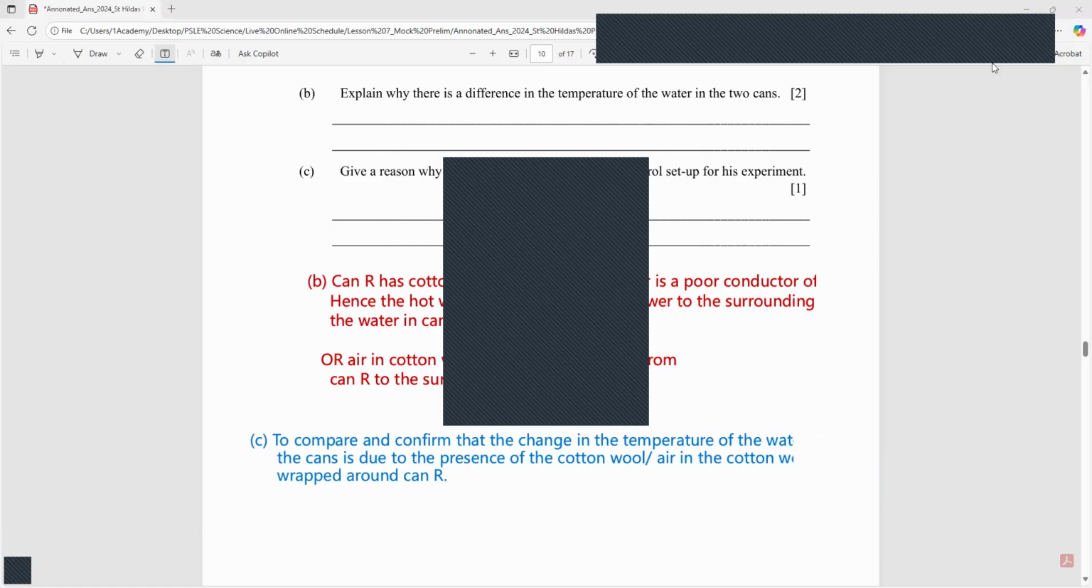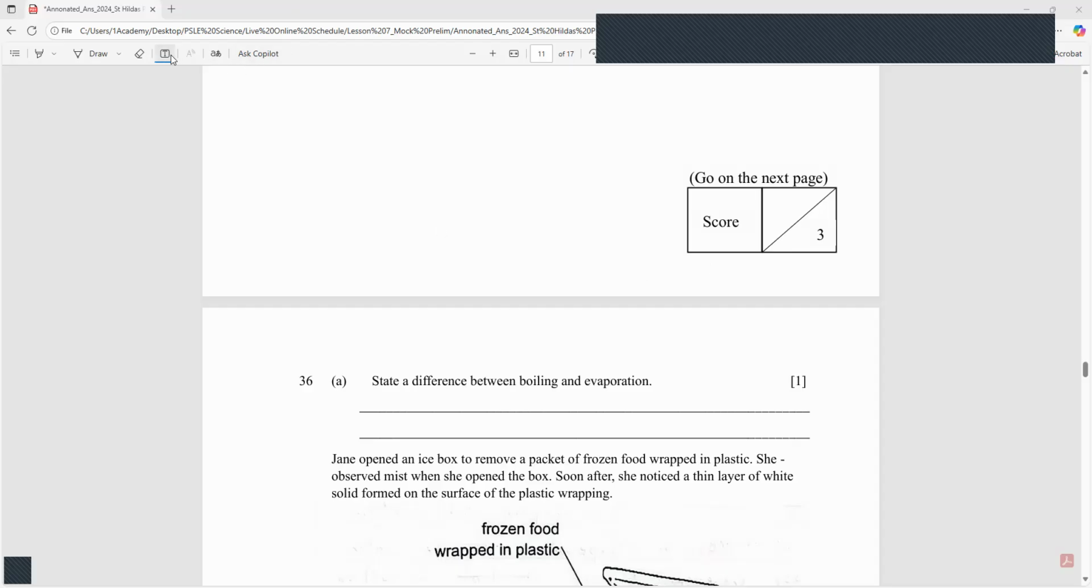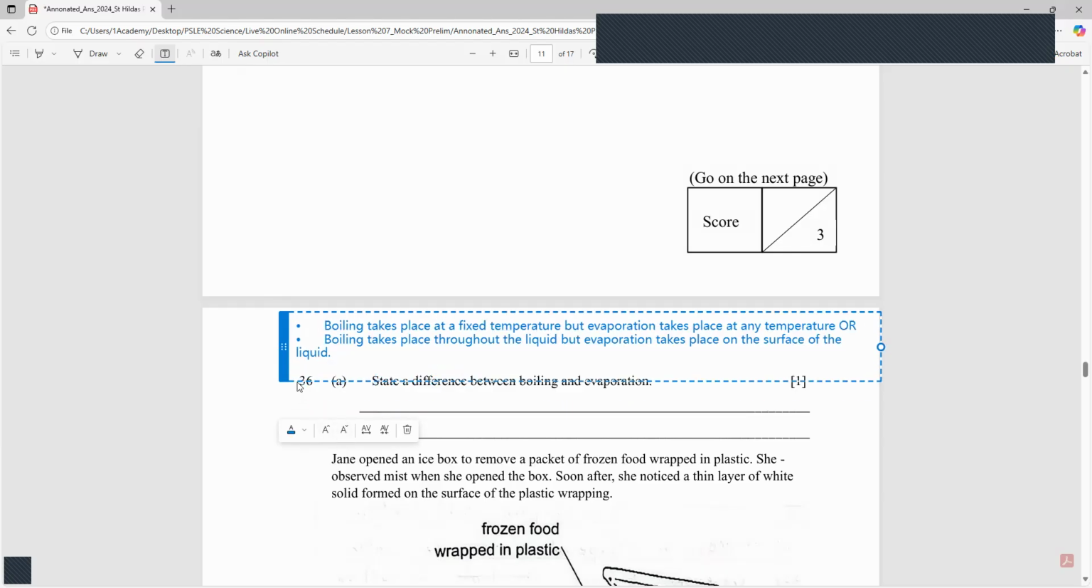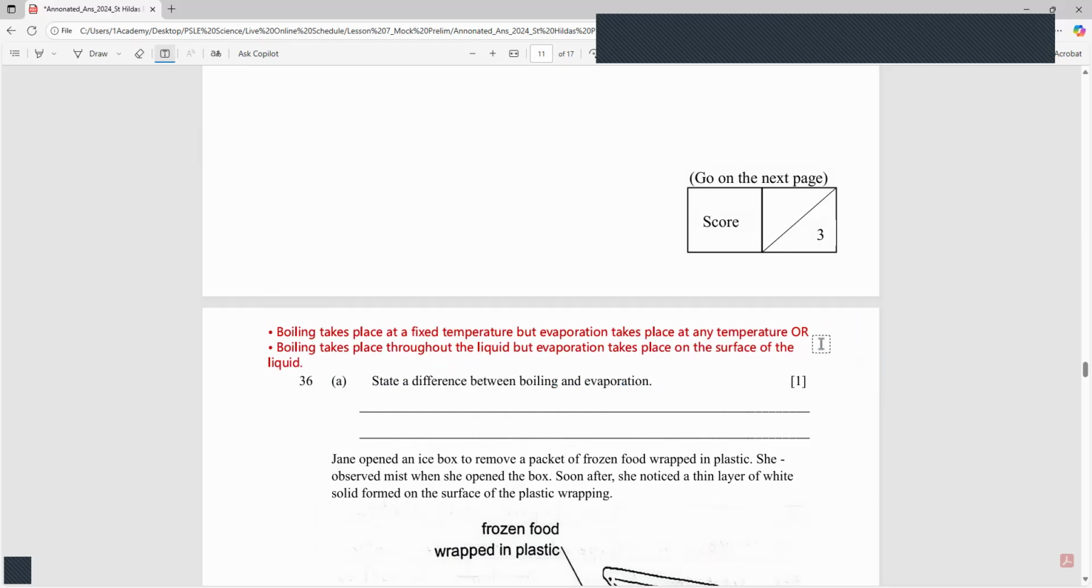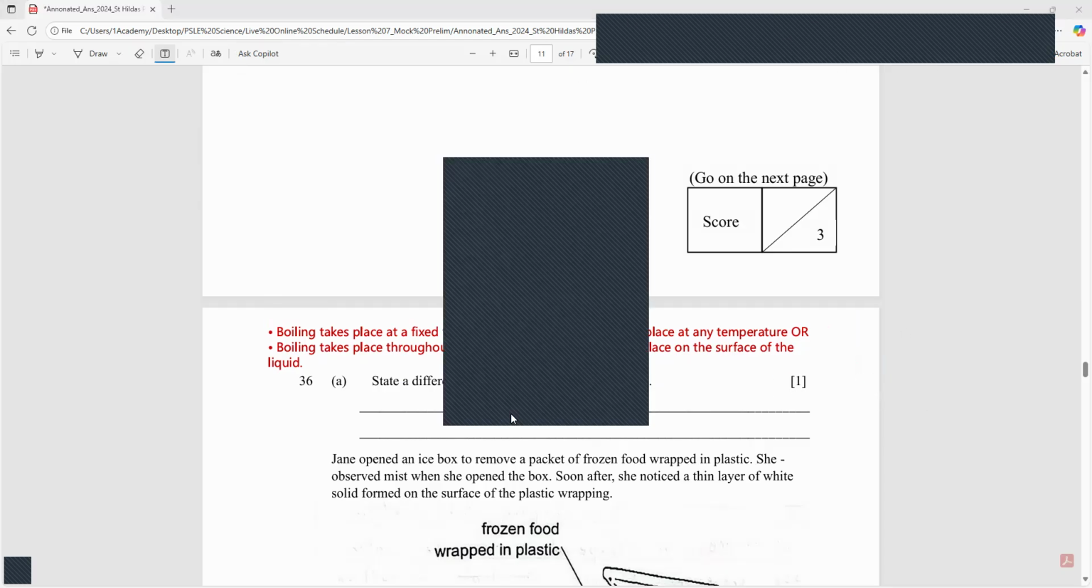So this question is a good question. This question is quite simple, but also quite easily forgotten by students. State the difference between boiling and evaporation. There are many possible answers, and I just show you two. Boiling takes place at a fixed temperature, but evaporation takes place at any temperature in the liquid state. Or you can say boiling takes place throughout the liquid, but evaporation takes place on the surface of the liquid. These are the two commonly asked answers.